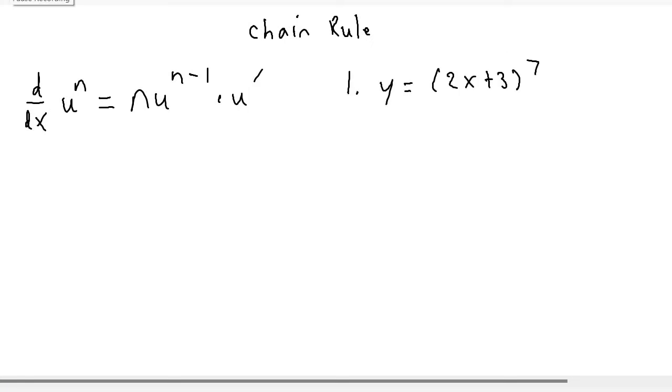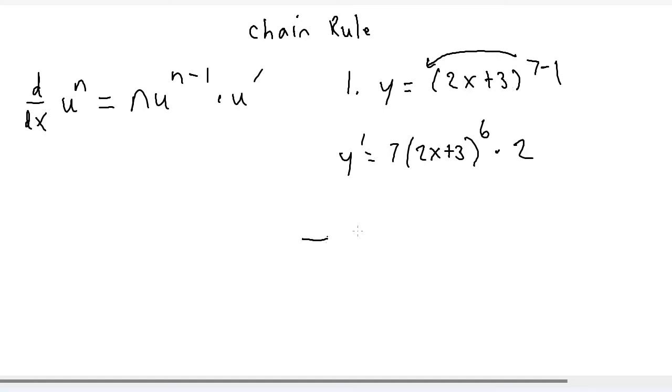So let's look at this first problem, y equals 2x plus 3 to the 7th power. The very first thing we have to do is bring the 7 down, just like the power rule, and subtract the power by 1. So y prime is going to be 7 times 2x plus 3 to the 7 minus 1, which is 6. And now we have to multiply by the derivative of the inside function. The inside function is 2x plus 3, and the derivative of that is 2. So when we evaluate, y prime is equal to 7 times 2, which is 14, times 2x plus 3 raised to the 6th power.